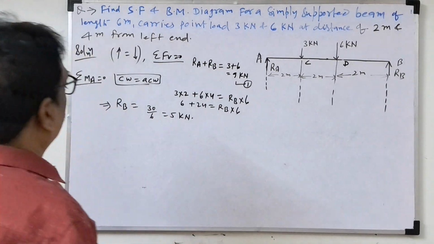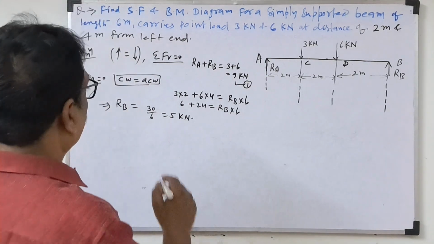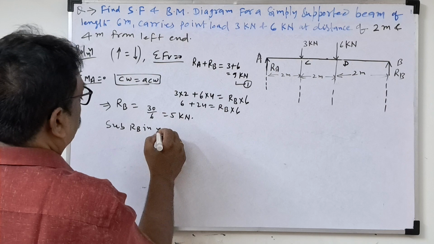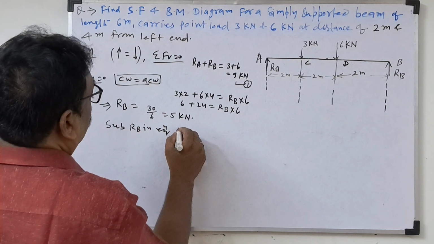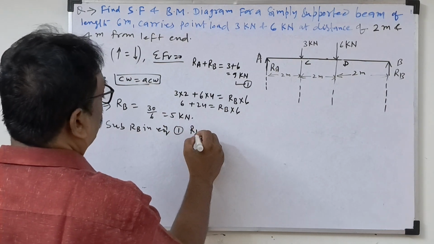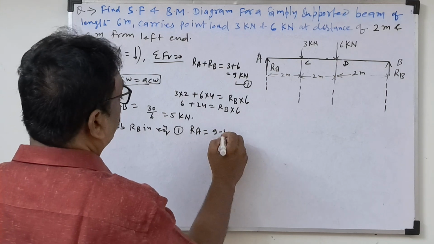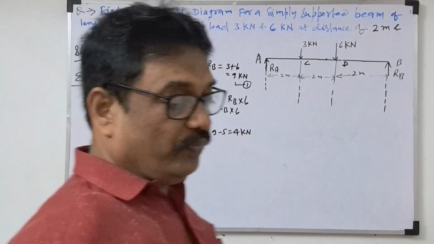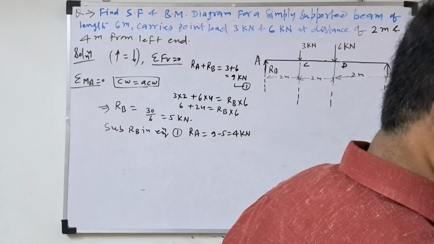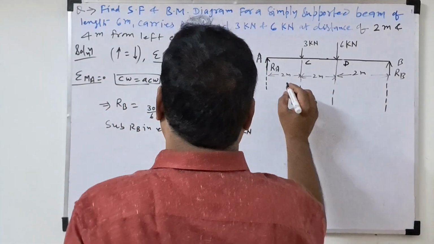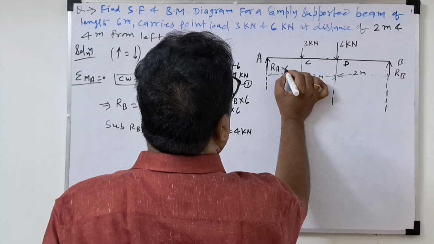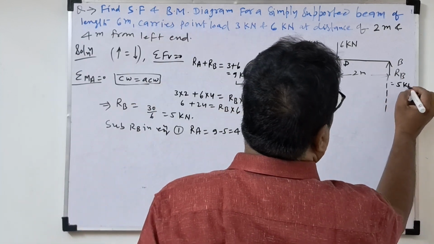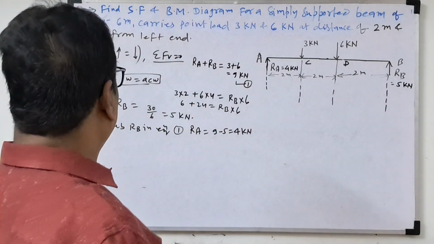So what are RA and RB? Substitute RB in equation 1. What will you get? RA is equal to 9 minus 5 equals 4 kilonewton. So RA is 4 kilonewton and RB is 5 kilonewton. Correct. I got it now. Okay.